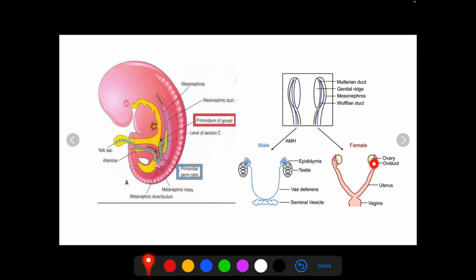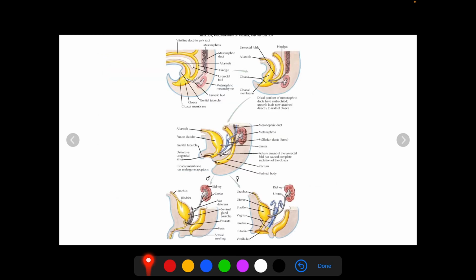Then these two parts come near to each other and bind and form the uterus and upper part of the vagina. But the lower part of the vagina will be a continuation of the allantois, like that. So we say that the hindgut is two parts, one cavity.